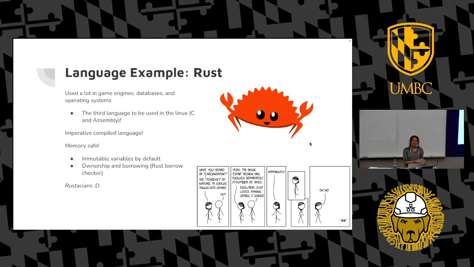It is an imperative compiled language. It is memory safe, meaning that variables are immutable by default, and there's a concept called ownership and borrowing enforced by the Rust borrow checker. I'm not quite sure how that works because it gets a bit complicated and out of the scope of this presentation, but if you want to look more into it, I'd highly recommend it. And I also learned that fans of Rust are called Rustaceans, and I think that's amazing.